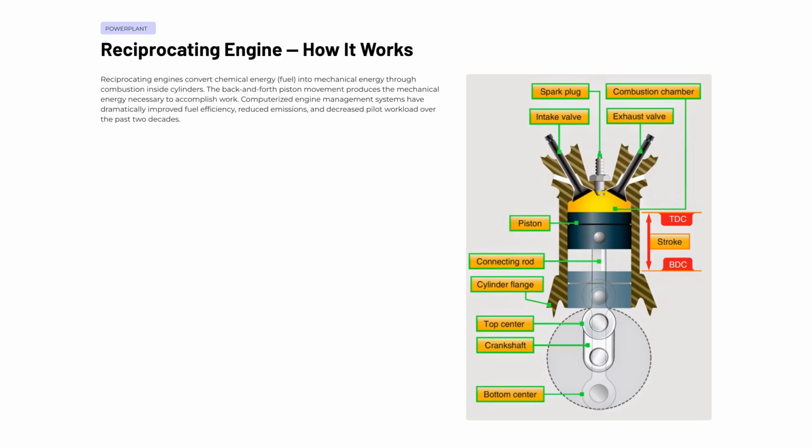Over the past 2 decades, computerized engine management systems have significantly advanced what these engines are capable of. Modern systems now optimize fuel delivery, monitor performance parameters in real time, and automate functions that once required constant pilot attention. The result is improved fuel efficiency, reduced emissions, and a meaningfully lower pilot workload in the cockpit. As we move through this section, keep in mind that a solid understanding of the basic operating principles will help you make better decisions when managing engine performance and responding to any abnormalities that may arise in flight.